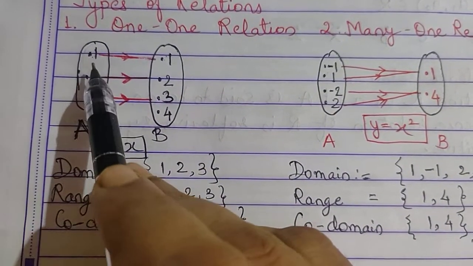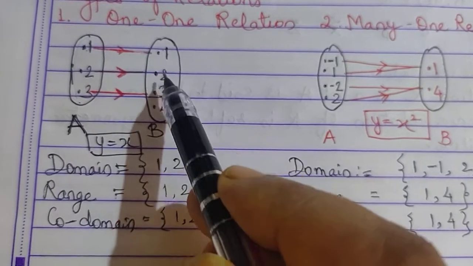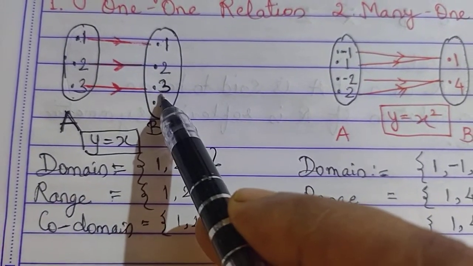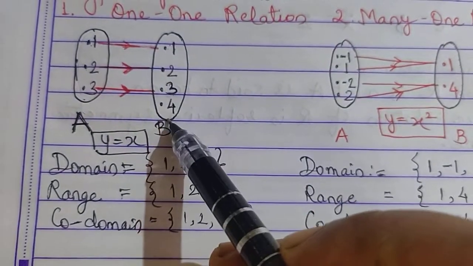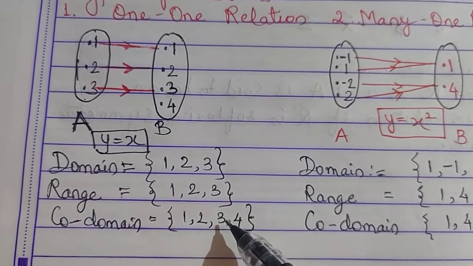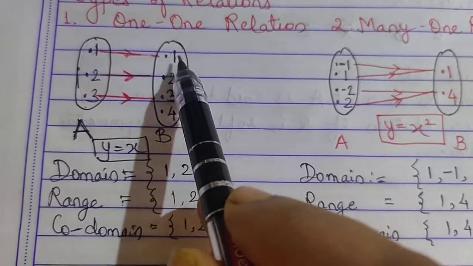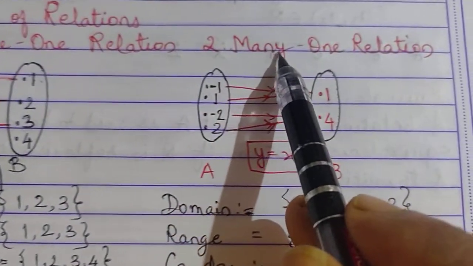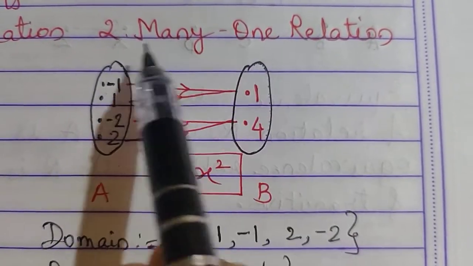Here the domain is 1, 2, 3 and the range is 1, 2, 3. Codomain is 1, 2, 3, 4. Understood? This relation is called a 1-1 relation. Then the second type of relation is many-one relation.